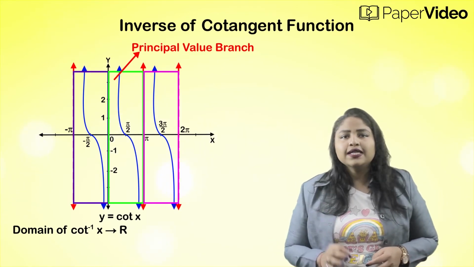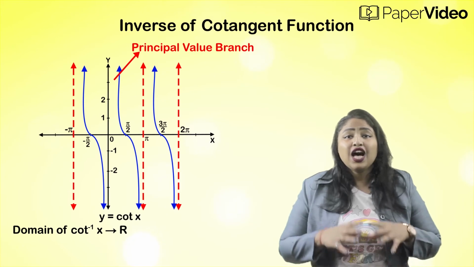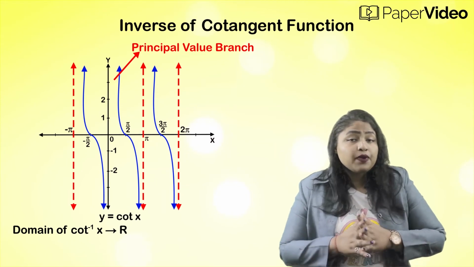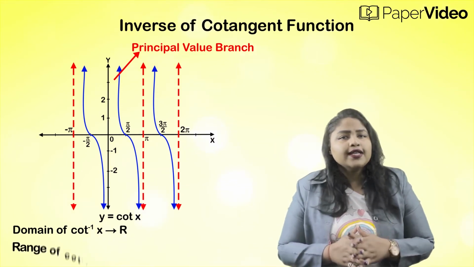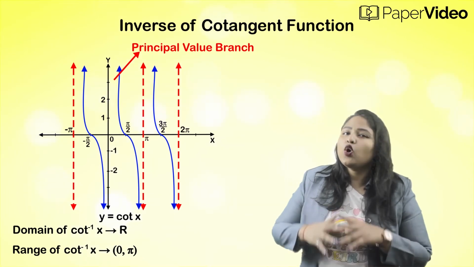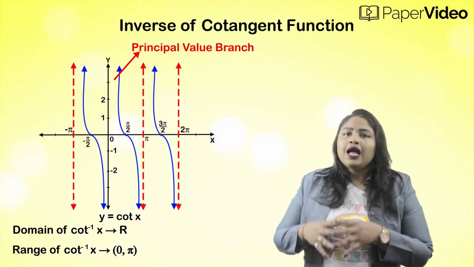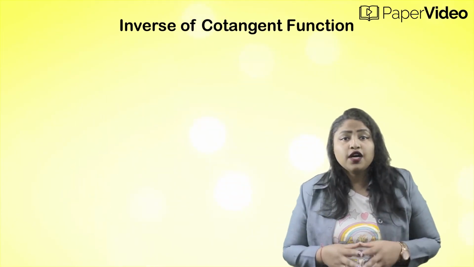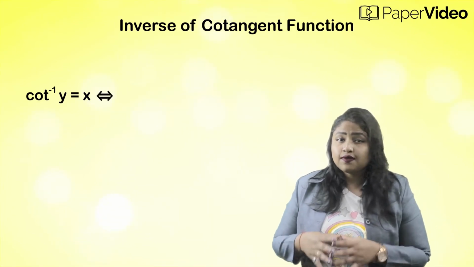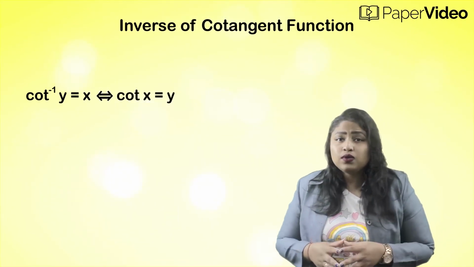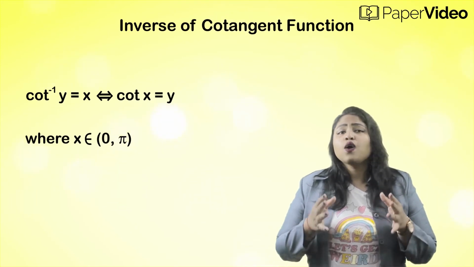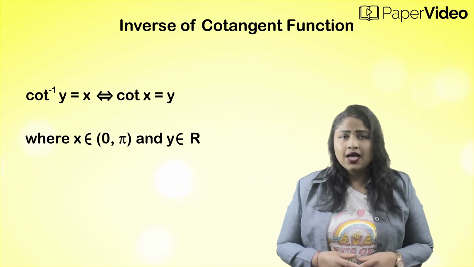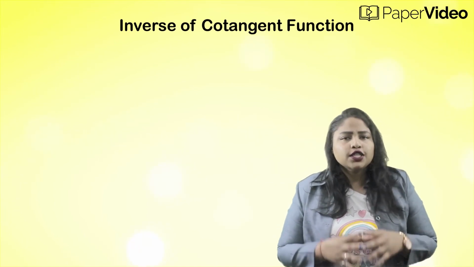Corresponding to each of these intervals, we get a branch of the function, and out of these branches, the open interval 0 to pi is known as the principal value branch. Therefore, the range of the cotangent inverse function is an open interval 0 to pi. And this is how we write cotangent inverse function. Thus, the inverse of the cotangent function is defined as cot inverse y equals x if and only if cot x equals y, where x belongs to the open interval 0 to pi and y belongs to R.